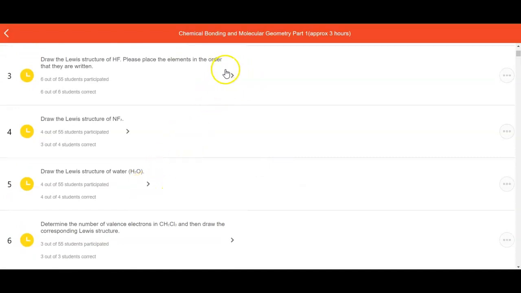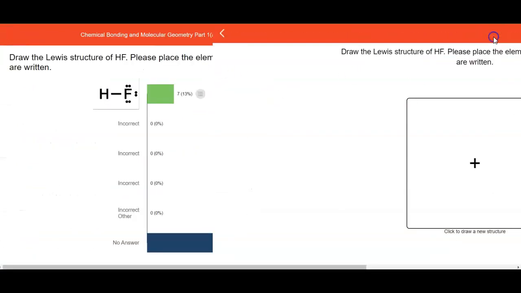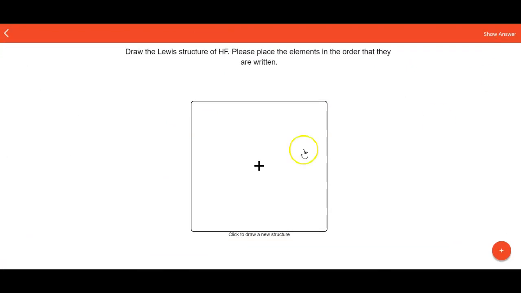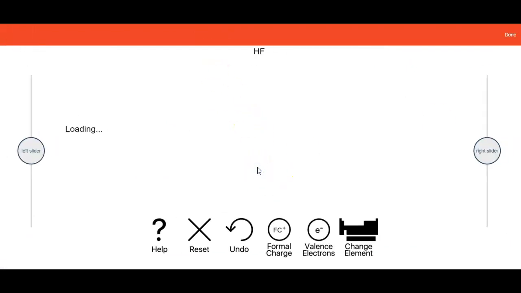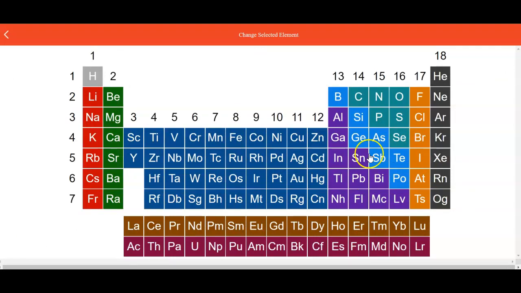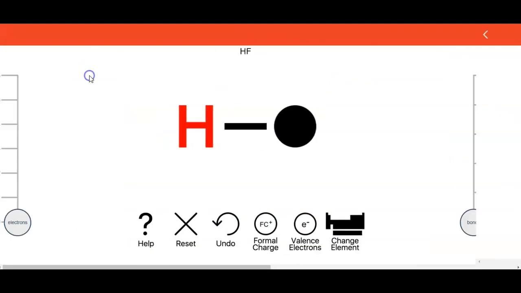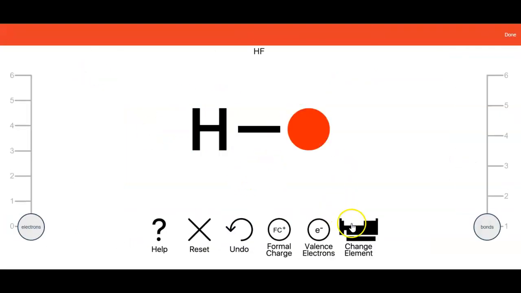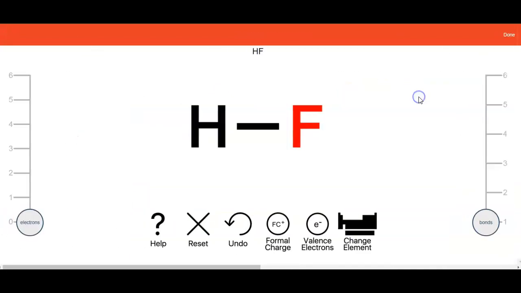Let's do HF. Okay, so we want to draw the Lewis structure for HF. And unfortunately, I can't write at the same time I do this, so I'm going to have to talk through it. So, how you change the element: the element that's red is the one it's talking about. So you go down here to change the element, and we want HF. So I want H, and I want to change this one to F.